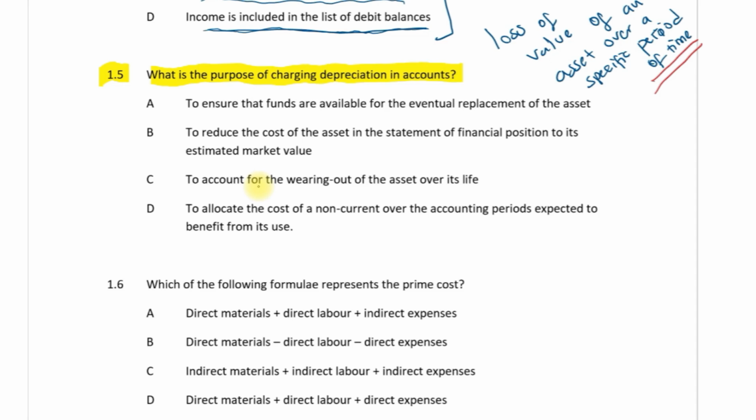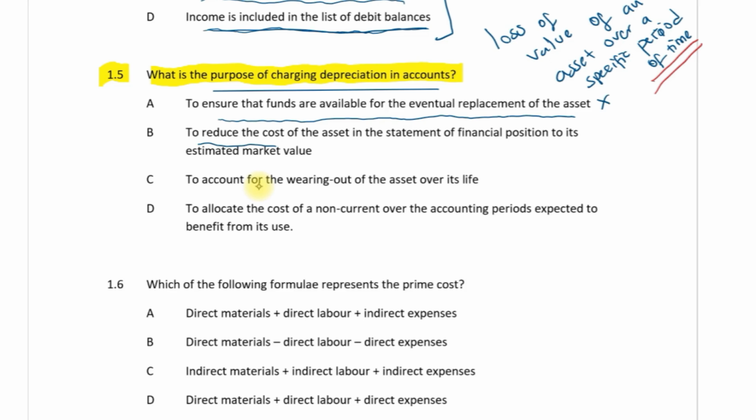So even in the answer, you can get an idea just by knowing what depreciation is. Now the question is not asking why there is depreciation of assets. It's asking what is the purpose of charging depreciation in accounts, of recording these particular accounts. A, to ensure that funds are available for the eventual replacement of the asset. This is not true. You don't depreciate to ensure that there are funds available. So already we know that this answer is wrong.